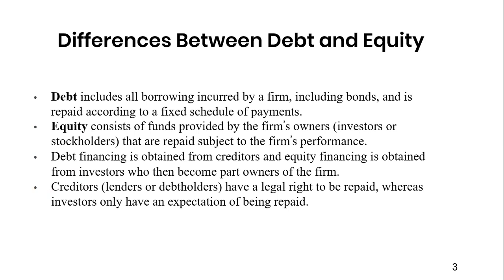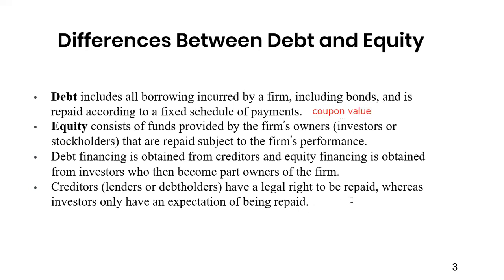To differentiate between debt instrument and equity instrument: debt includes all the borrowing, as we mentioned before, including bonds, and it is repaid according to a fixed schedule that we named coupons. These coupons are the opportunity cost that the issuer pays to the buyers to give them an incentive to buy. Coupon value. So this is what we call a fixed payment.